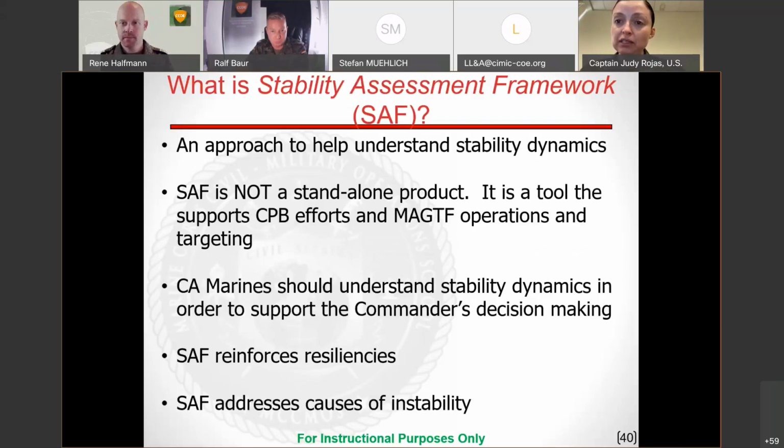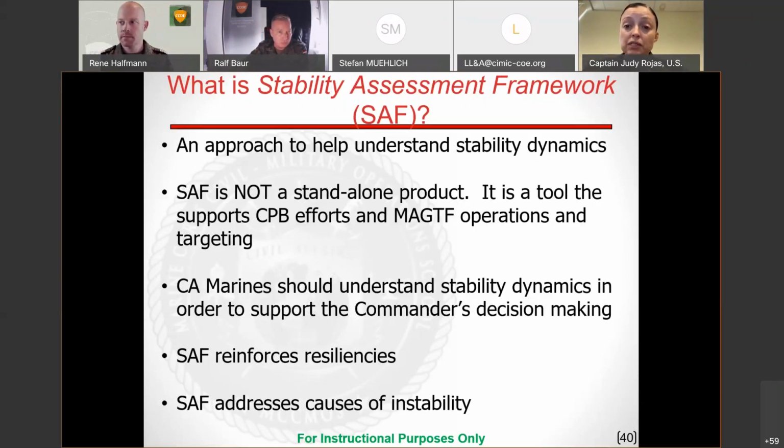So what is the stability assessment framework, also commonly referred to as SAF? It's an approach to help understand those stability dynamics in that civil environment. SAF is not a standalone product. It's most definitely a tool that supports CPB. So here you can clearly see that it acknowledges CPB as a separate process. And it also supports the efforts of military or Marine Corps operations and the targeting process.